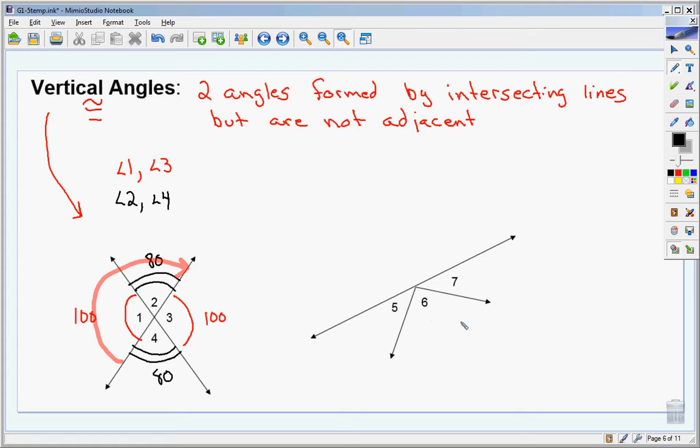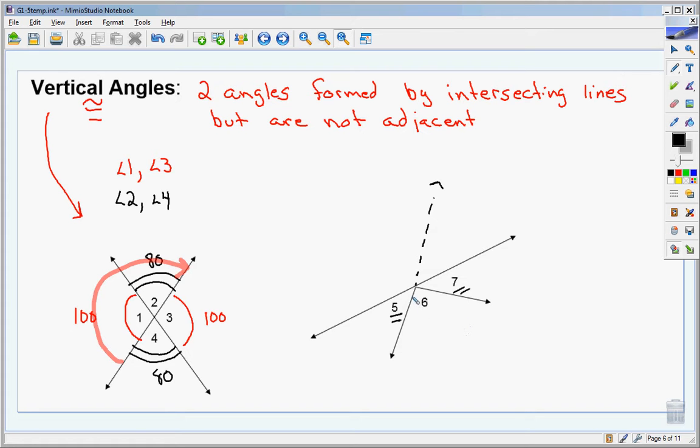Be careful when you come to a picture like this one. A tremendous amount of people, because angle 5 looks about the same as angle 7, want to call these two angles vertical. They're not adjacent, but why aren't they vertical? Maybe if angle 6 was a right angle, but we don't know that it is. It's because the lines aren't intersecting. It's not formed by two lines. This is formed by a line and two separate rays. I don't know any relationship between 5 and 7. Just because they look like they're equal, I can't make that assumption.